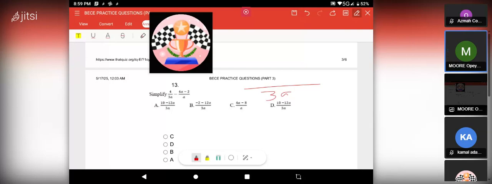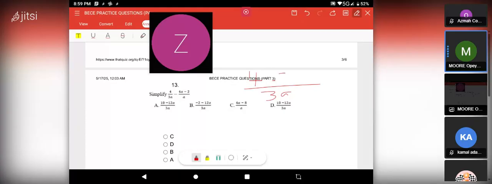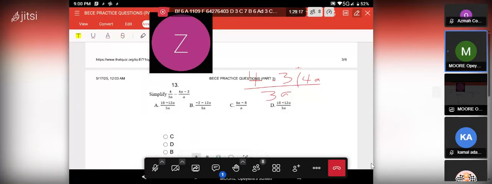3a can go in 3a 1 time. 1 times 4 will give us 4, minus a goes in 3a 3 times. You write the 3 here and open bracket. Put everything inside the bracket. That is 4a minus 2.